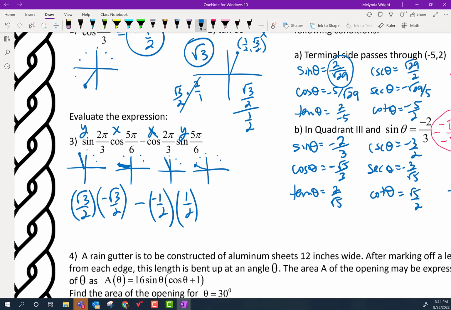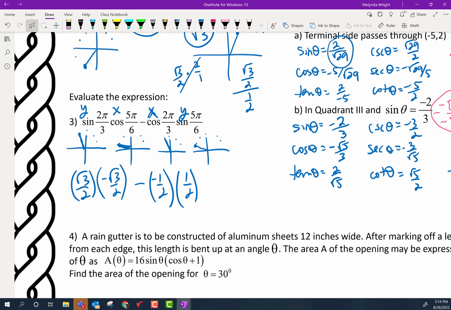All right, whew, that was a lot of work to get those numbers down. We read them all off the unit circle, and that's where I want you to eventually be. I want you to be able to draw those and figure out what the value is. Okay? So now it's just a matter of arithmetic.